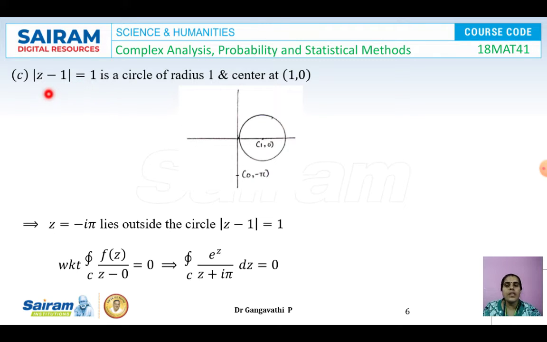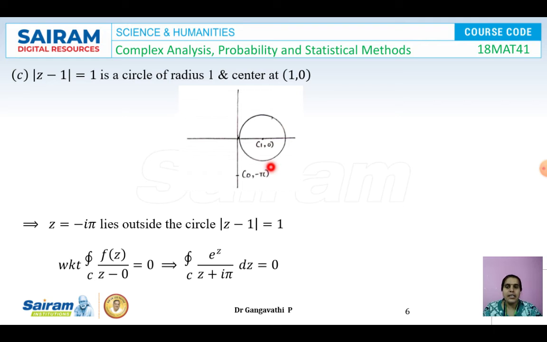So coming to this, mod z minus a is equal to a constant. This represents a circle with the radius 1. This is the radius and this point is the coordinate. So the circle is having a center at the point 1, 0. The circle is having a center at 1, 0. This is the one which we have considered, and this is the radius. So keeping the center at 1, 0, if we draw a circle with the radius equal to 1, from this point to this point the distance is 1.